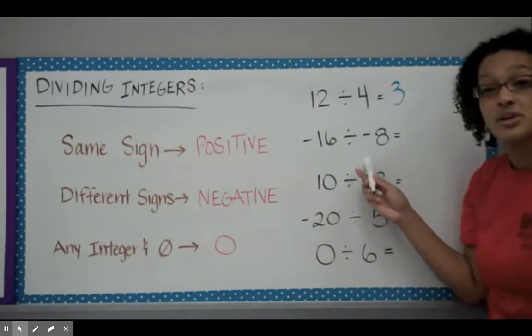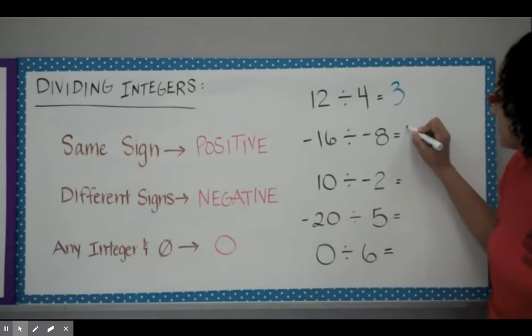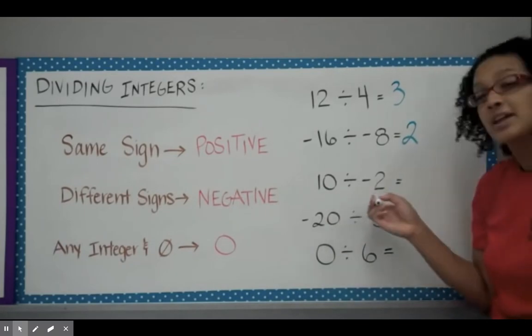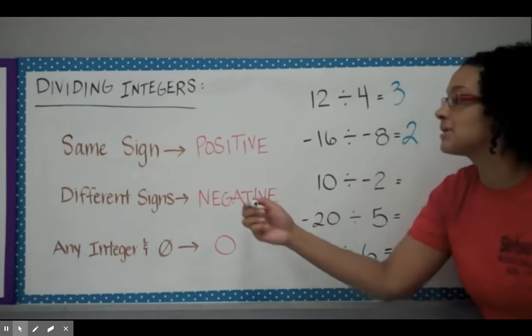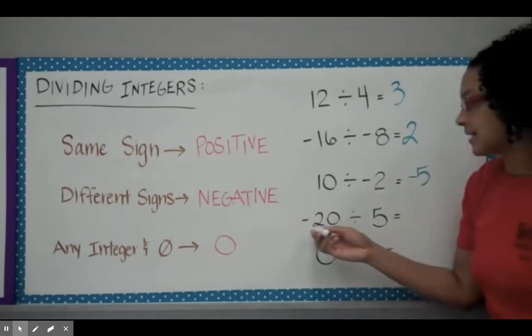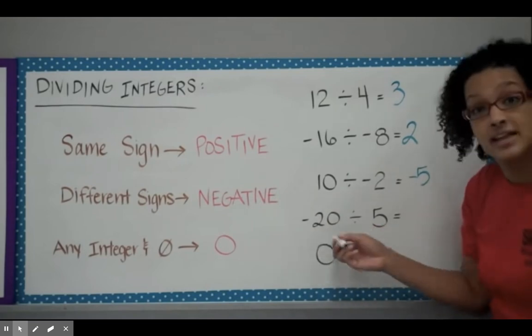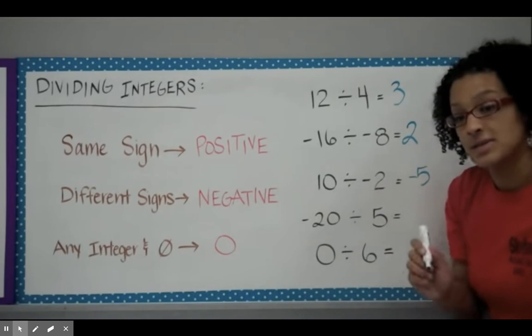Here, both numbers are negative. They have the same sign, so my answer is going to be positive. 10 divided by negative 2, they have different signs. So my answer is going to be negative. Negative 20 divided by 5, again, they have different signs. One's negative, one's positive, and so my answer is going to be negative.